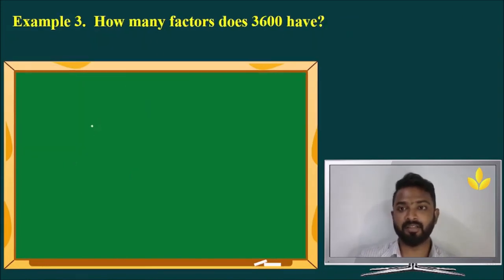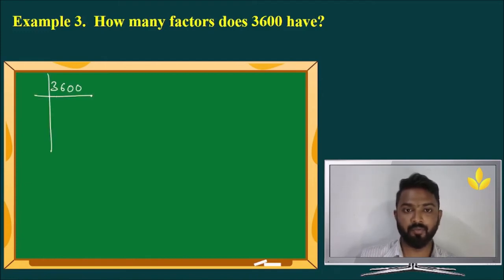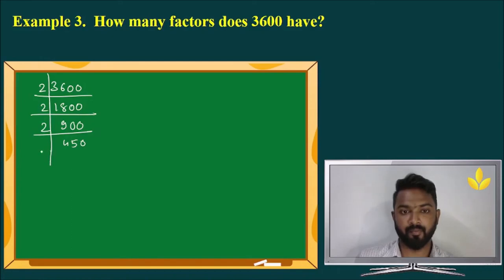How many factors does 3600 have? Without excluding anything. That means including 1 and 3600 as well. Let's do this. 3600. Let's start with 2. We have 2, 1800. We again have 2, 900. We again have 2, 450. We have 2, but let's divide by 5 instead. That will be easier. 5 9s are 45 and 0. Then 2. We have 45.